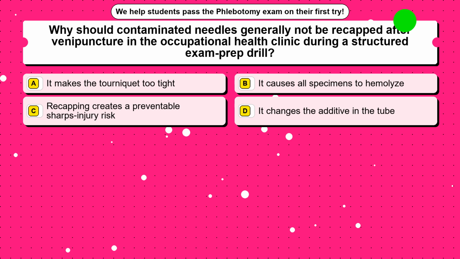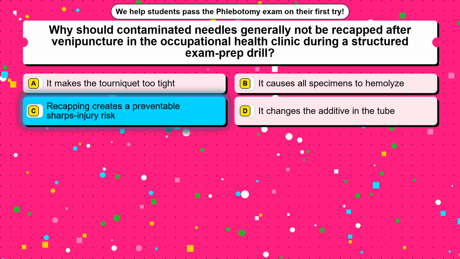Question 14. Why should contaminated needles generally not be recapped after venipuncture in the occupational health clinic during a structured exam prep drill? Option A. It makes the tourniquet too tight. Option B. It causes all specimens to hemolyze. Option C. Recapping creates a preventable sharps injury risk. Option D. It changes the additive in the tube.